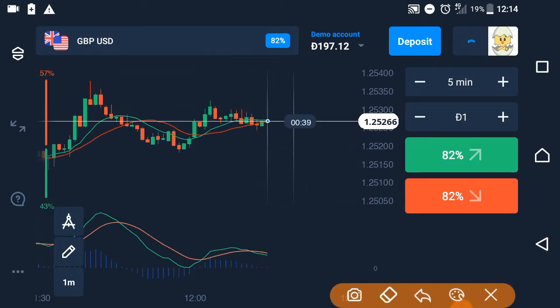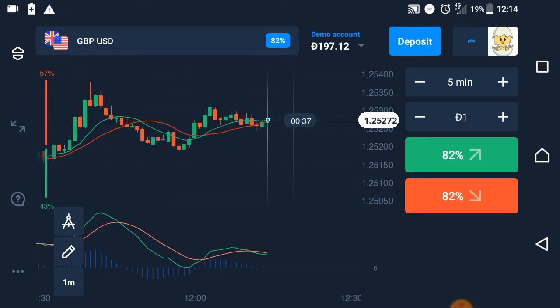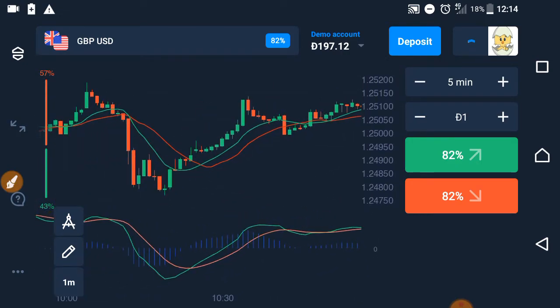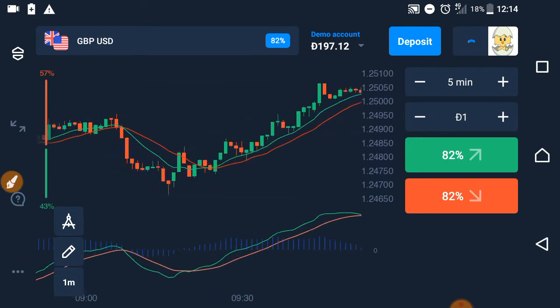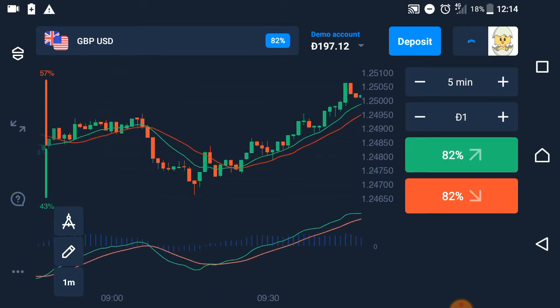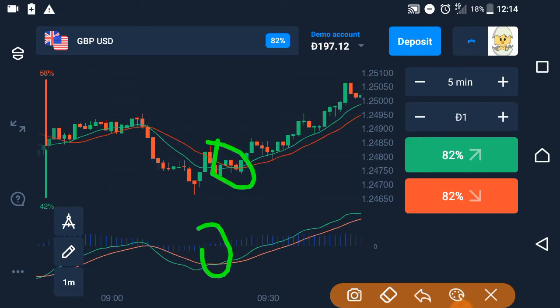So let me show you another example. So let's just go back in time. I know this can be really simple when you go back in time, but if you check the charts properly, if you check it correctly, you're gonna get the same result in real time. So this here you can see it.